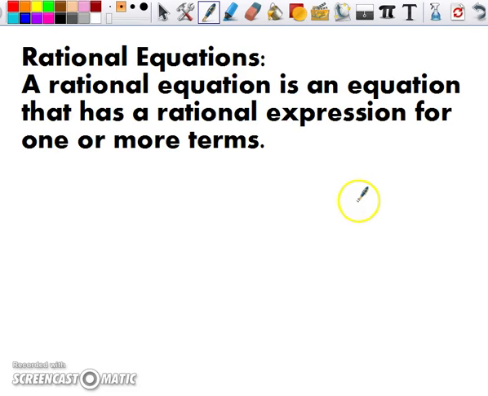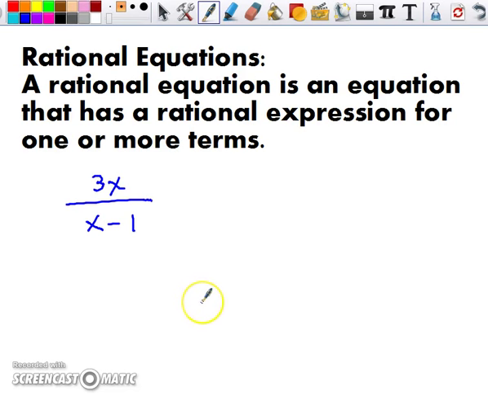Today we're going to be talking about rational equations. A rational equation, and I'm just reading that on the front of the screen, is an equation that has a rational expression for one or more terms. If you think about what a rational expression is, and I think a lot of you already know, something like that is a rational expression: a numerator and a denominator. So that's what we're going to be talking about today.